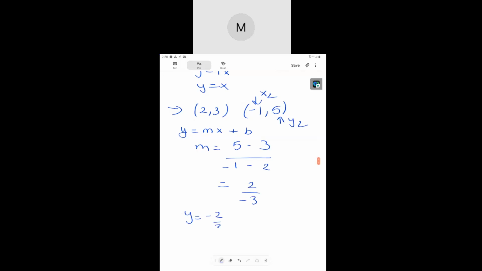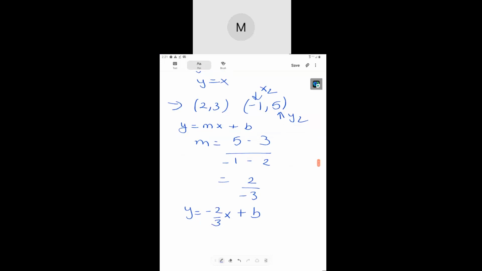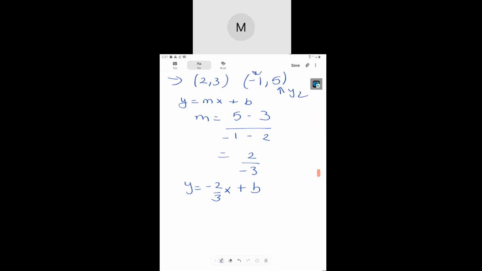I don't know my y-intercept yet, but I can find it out because I can plug any of the points here into the equation. So I have (2, 3) and (-1, 5). I can choose any one of those points to plug into my equation. So I'm going to plug in the (2, 3) point. So y is 3, x is 2, and I can find my b value.